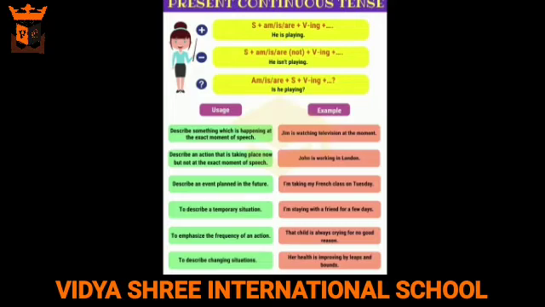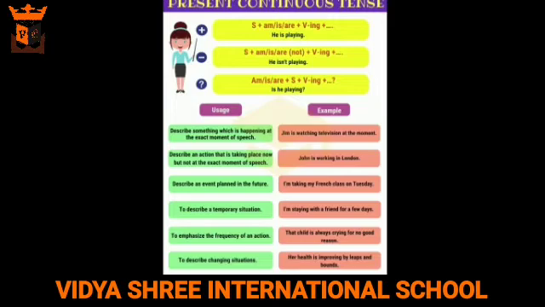Moving on to its usage. It is used to describe something which is happening at the exact moment of speech. For example, Jim is watching television at the moment. We use present continuous tense to describe an action that is taking place now but not at the exact moment of speech. For example, John is working in London.